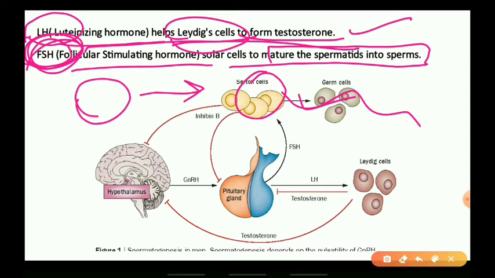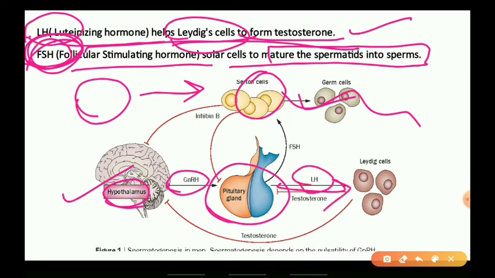You can see here, this is the hypothalamus. Within the hypothalamus, when the GnRH level increases, it helps the pituitary gland get activated, and the pituitary gland releases LH, the luteinizing hormone, and also FSH, the follicular stimulating hormone. When LH increases in concentration, the Leydig cells get activated and produce testosterone, which helps in gametogenesis.